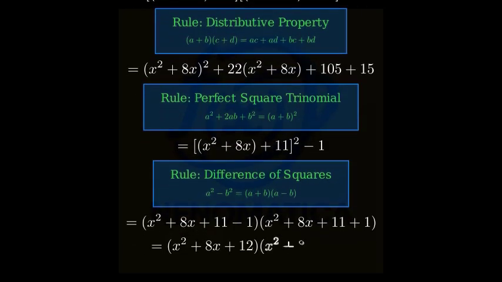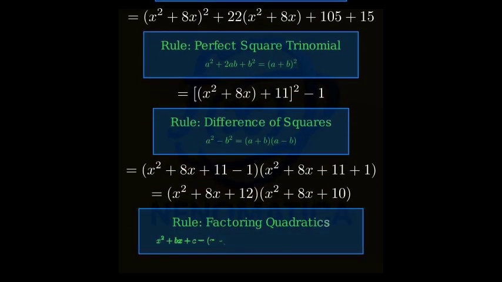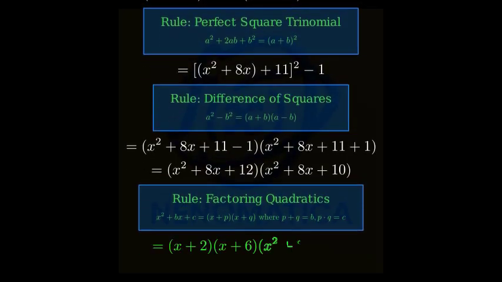Let's simplify the terms inside each parenthesis. Now, we'll factor each of these quadratic expressions. We need to find factors of 12 and 10 that add up to 8 for each expression.